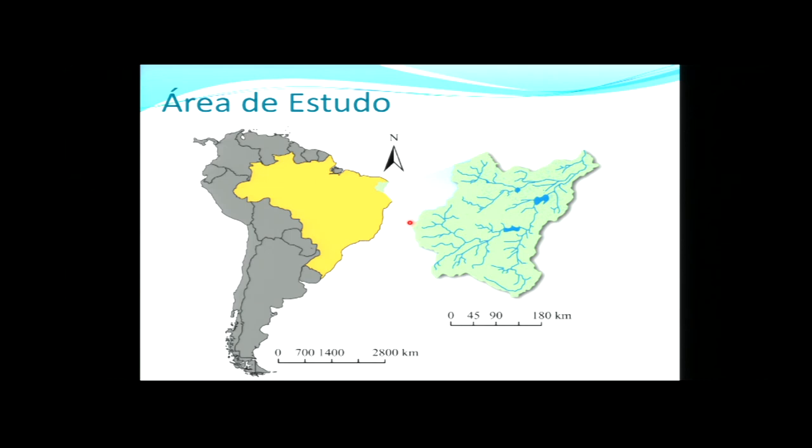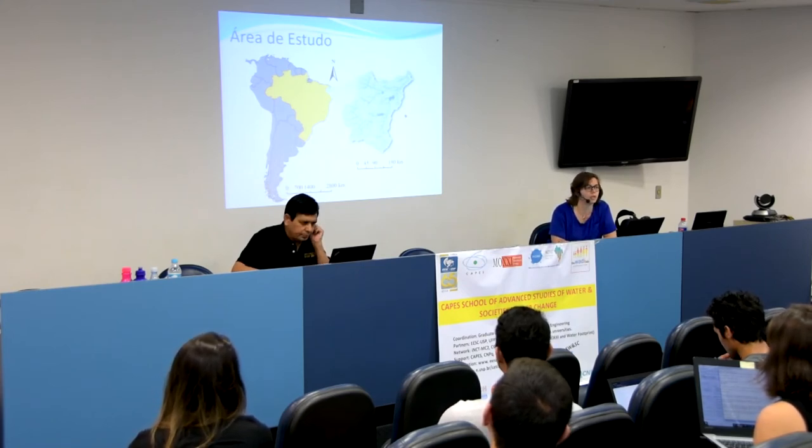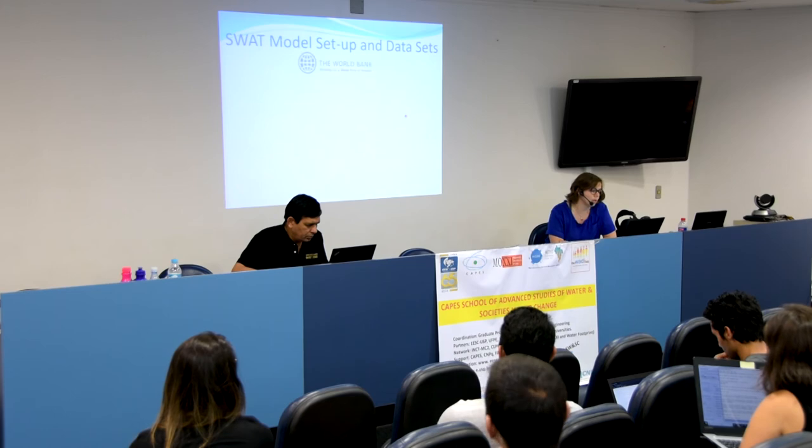Okay. So this is the study area. It's in the northeast of Brazil, right here. It's a pretty large watershed, 73,000 square kilometers, almost the entire Ceará. And they have major problems because it's a semi-arid watershed dealing with water scarcity and making sure they have available water for water supply and also agriculture. So this was one of the challenges.